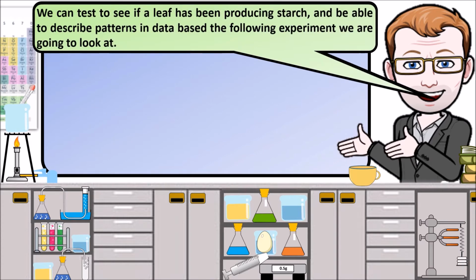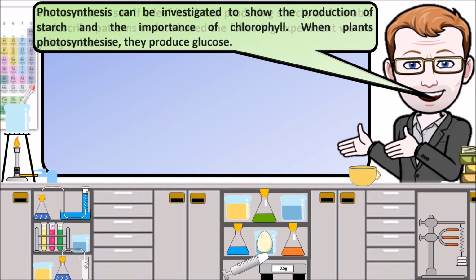So you can test to see if a leaf has been producing starch, and we can look at describing patterns in what we see. So if you remember, photosynthesis can be investigated to show the production of starch and the importance of chlorophyll. So when plants photosynthesize, they produce glucose, which, like I've just said, is then converted into starch.